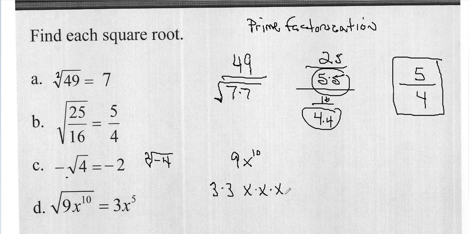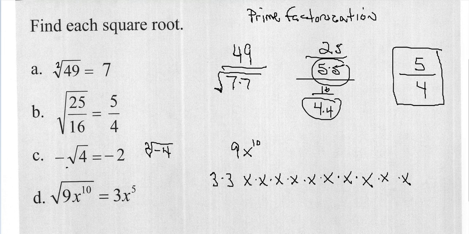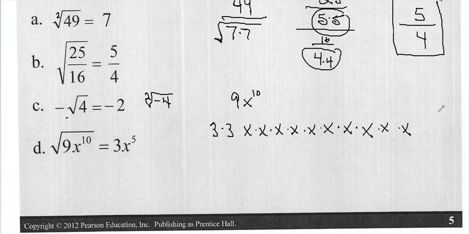10 x's. I'm going to do it the long way here for you, just to give you a little deeper, richer knowledge about what's going on. 6, 7, 8, 9, 10. There. So here I have 10 x's lined up. This is a case of prime factorization. Everything's multiplied or broken apart.